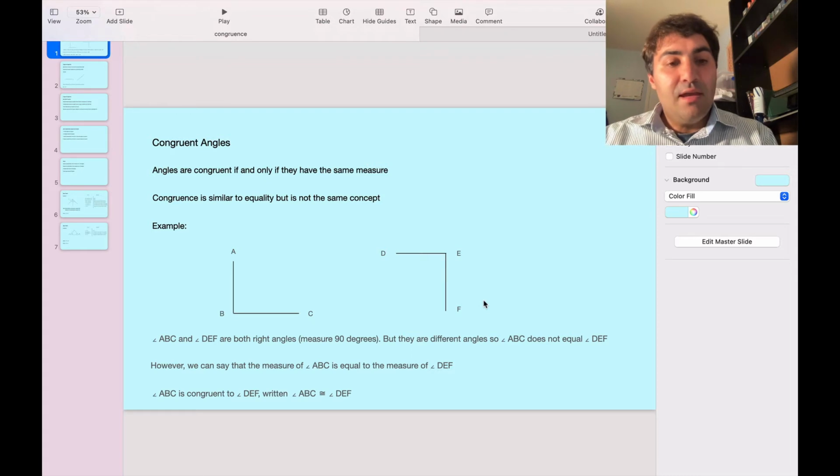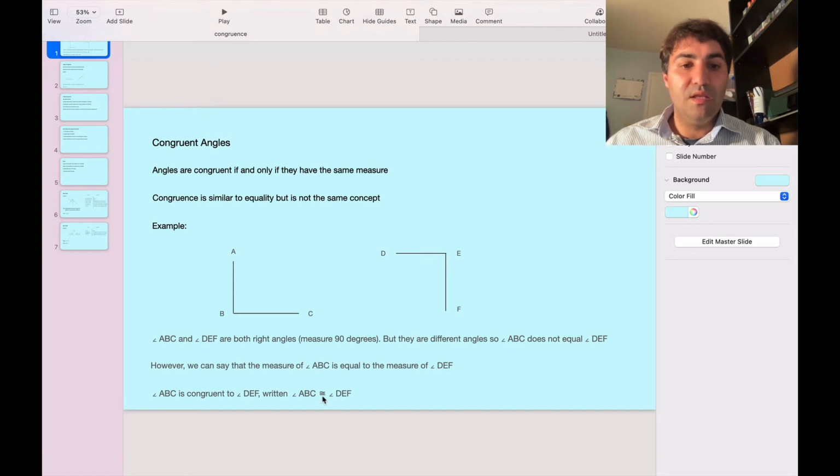So angle ABC is not actually equal to angle DEF, but we can say that angle ABC is congruent to angle DEF because the measures of the angles are equal. The angles themselves aren't equal, but the measures of them are equal. So we use this symbol, like an equal sign with a little squiggly line over it, to mean congruence.